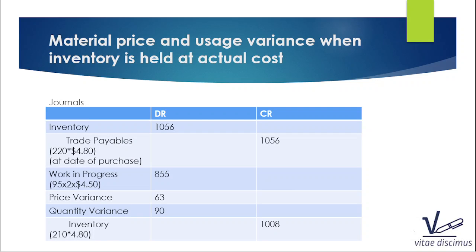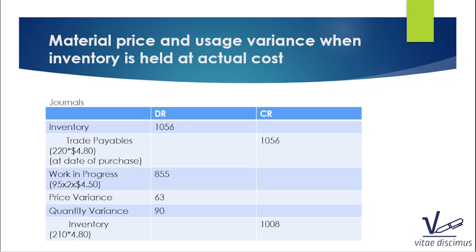We have used more material than what we expected. Now with regards to our journals, at the point of acquisition of the material, there is no price variance because we are recording at actual cost. So we take what we are buying, the 220 kilos times the $4.80, which gives us 1056 debiting our inventory. And this is what we will be owing our suppliers at that point.